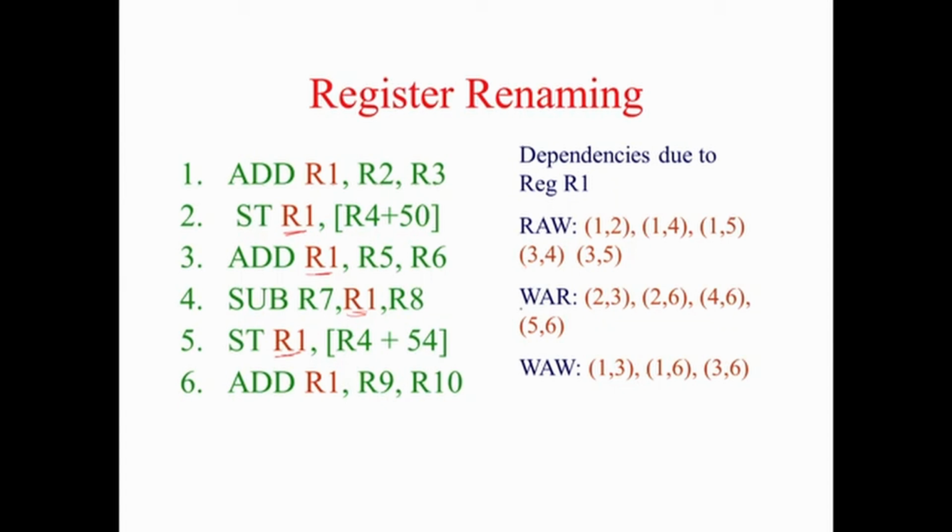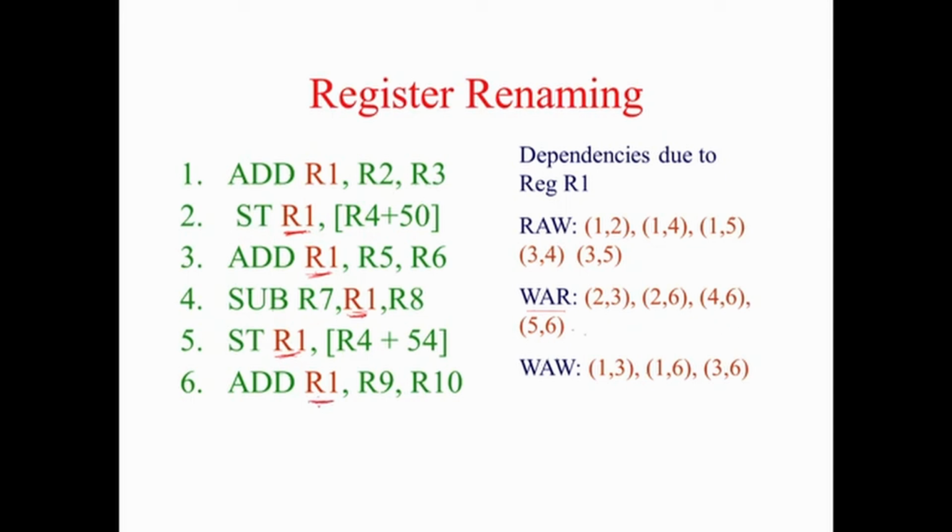Now let us take write after read. What are write after read? Between 2 and 3 there is a write after read, because this is reading and this is writing. Store reads from R1 and stores in R4 plus 50, while add writes into R1 the sum of R5 plus R6. Between 2 and 6 there is a write after read, this is reading and this is writing. Between 4 and 6 this is reading and this is writing, and 5 and 6 this is reading and this is writing, right?